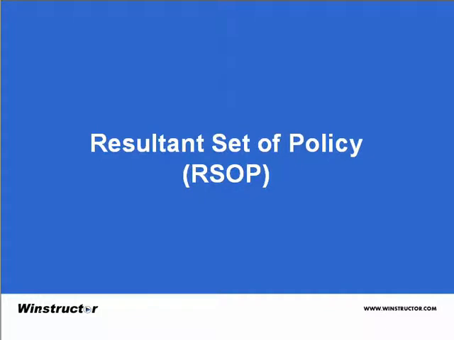Resultant set of policy. When you have a large hierarchy of OUs with group policies being applied, it can be difficult to know what the end result of your policy will be for a specific user. That's where the resultant set of policy, or RSOP, comes into play. The RSOP is an MMC snap-in that we can use to determine what a user's actual effective policy will be.